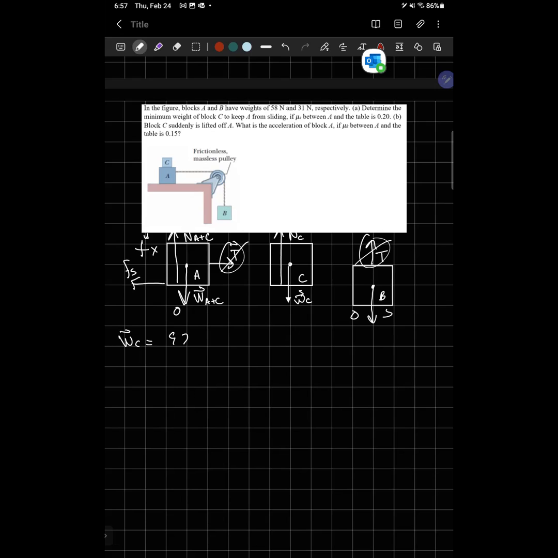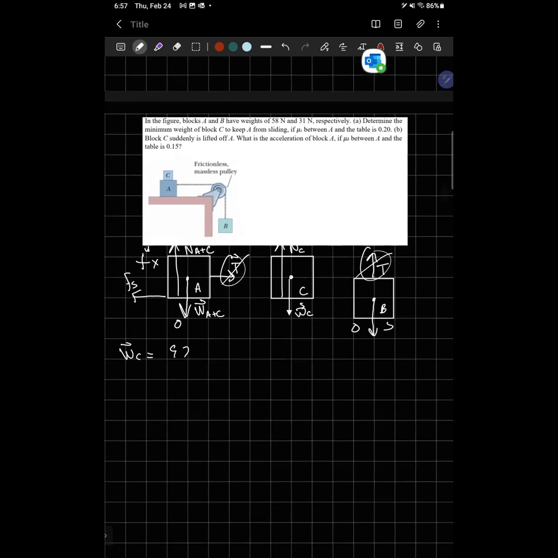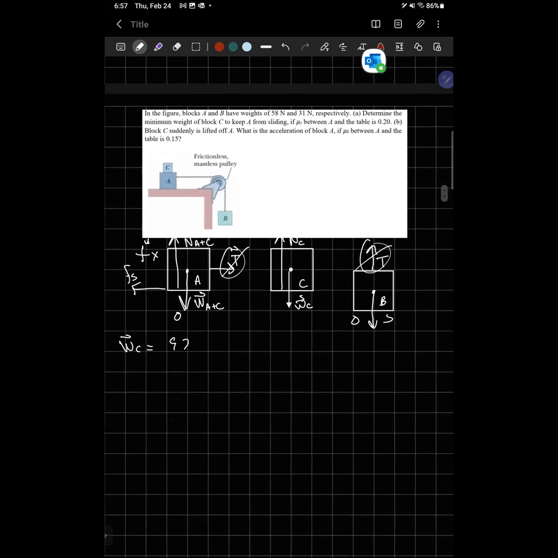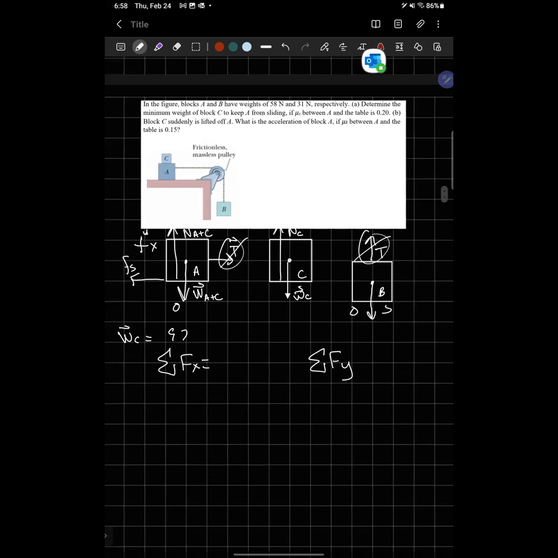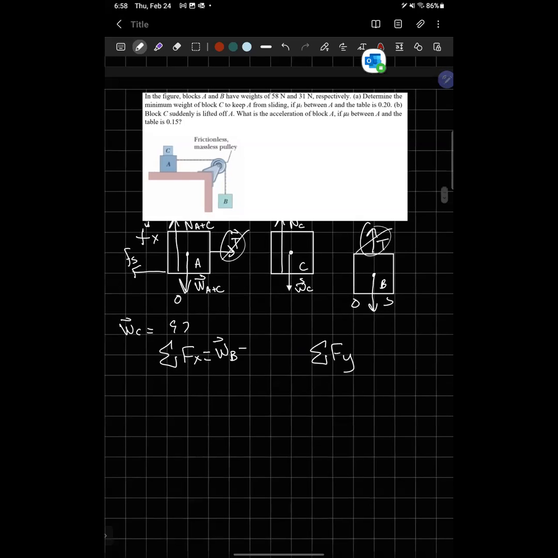Can you do your sum of all forces of block A and B together? I suppose I could. So sum of forces. I'm still going to break it up in X and Y. Still using the same concept of eliminating the tensions. F of X is going to be the weight of B minus, in this case, kinetic friction instead of static.